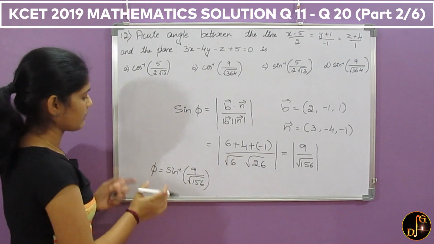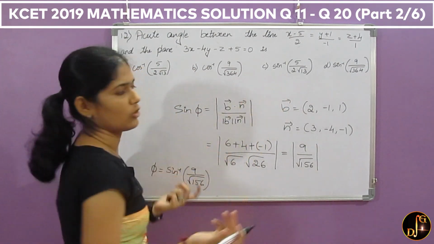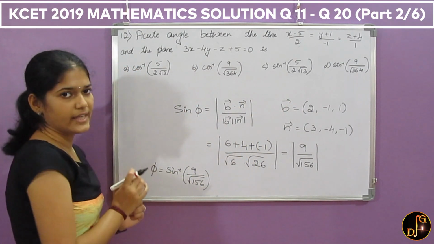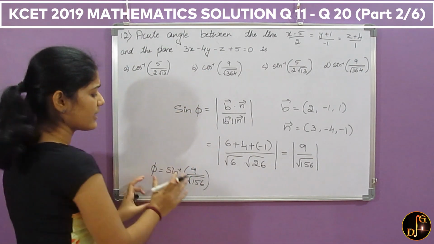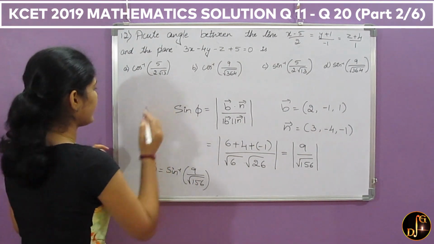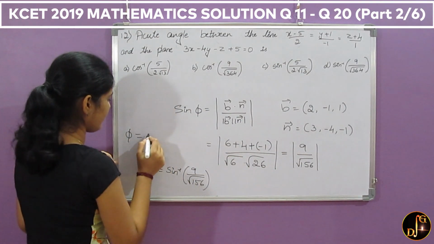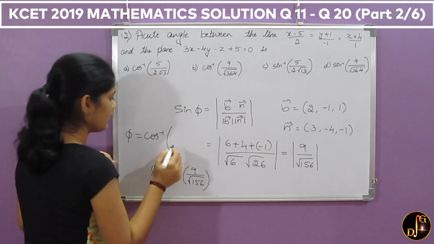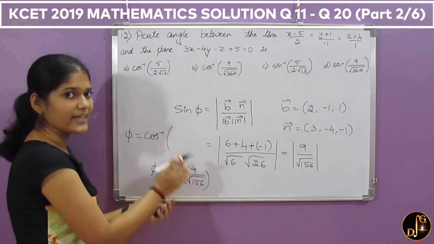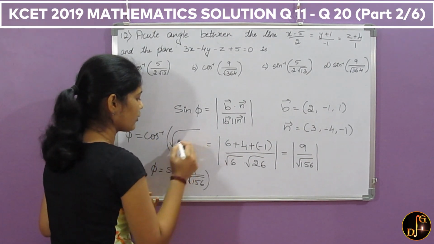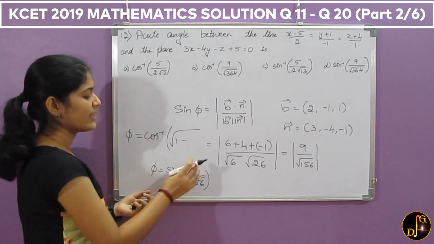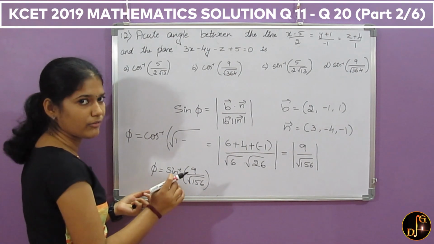Is there any option matching this answer? No, right? We don't have this answer. But we have something with cos here. So let's convert this sin into cos. Then we will get phi is equal to cos inverse of, if we have sin inverse of x, then to convert it into cos inverse, it will be cos inverse of square root of 1 minus x square. Here x means 9 by square root of 156.